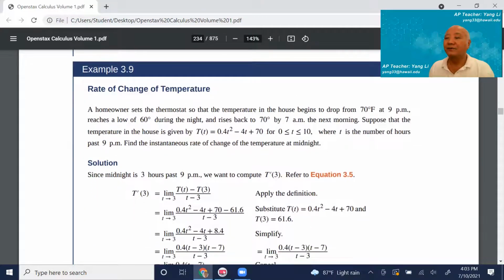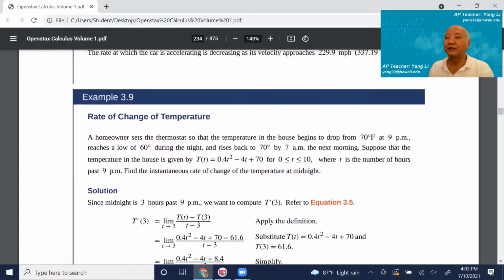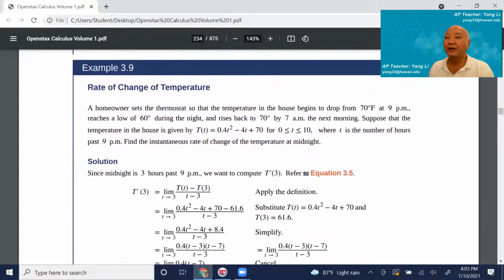And then we'd like to work on a little bit more with 3.9 right now. They told you this story: the temperature is changing. At 9 o'clock the temperature is this, and then at night it lowers to 60. And then back at 7 o'clock, it goes back to 70 again. This is AM, this is PM, okay?